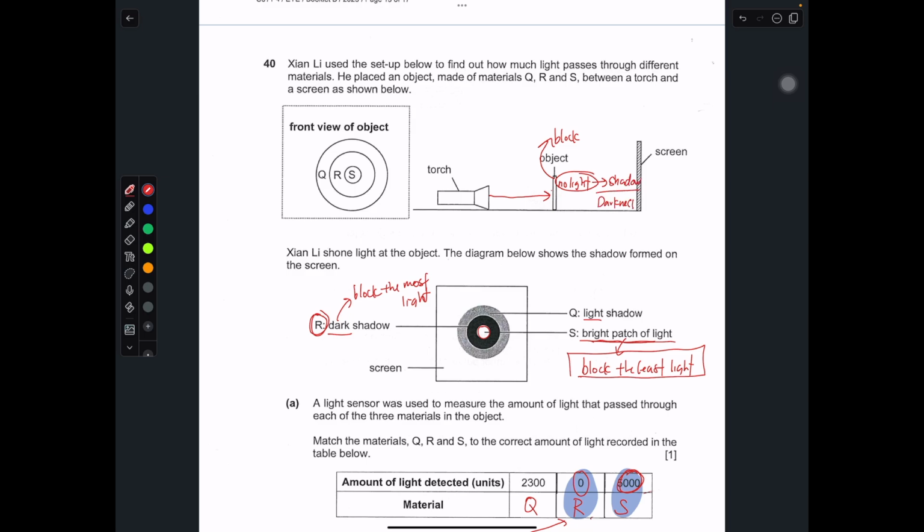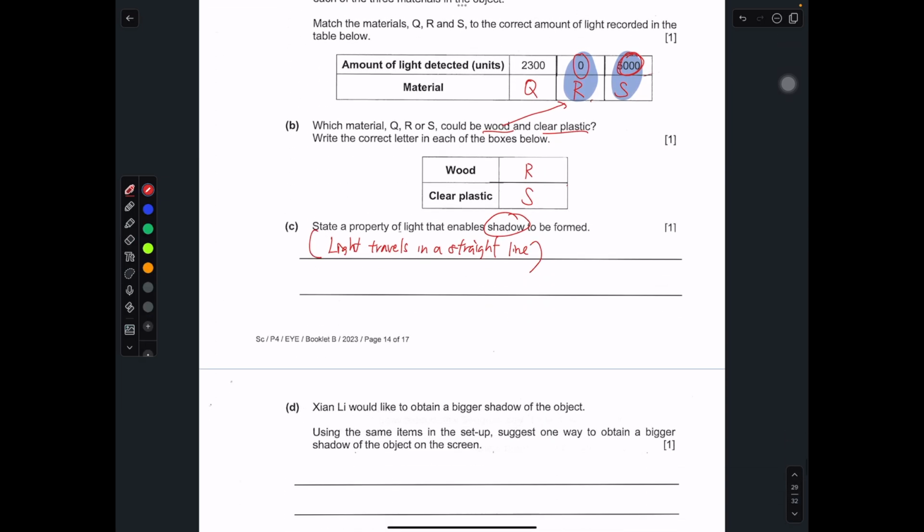So imagine if light is not traveling in a straight line, then you totally will not see shadow or darkness. Because imagine this object, the light from the torch will always shine, then go behind, then it will appear on the screen. Or go at the side, it will curve. Which is not the case. So therefore, this property over here is light travels in a straight line. Because light travels in a straight line, it can be blocked by whatever object is in the path of it. Therefore, you can see a shadow.